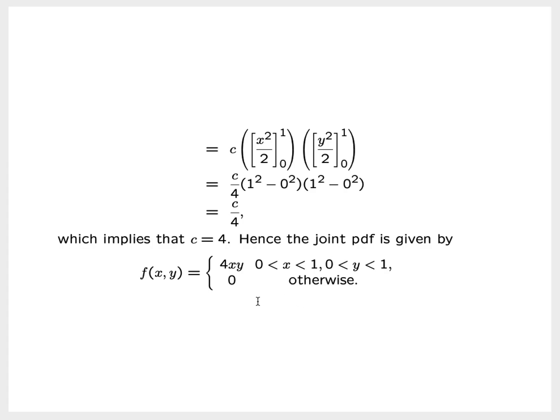And so the fully specified expression for the joint PDF is 4 times x times y for values of x and y where x is between 0 and 1, and y is between 0 and 1, and then 0 otherwise.